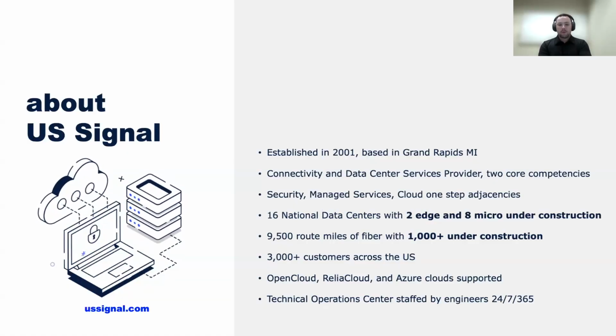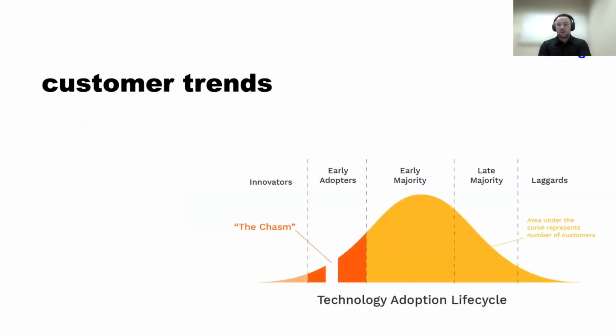And in terms of our cloud platforms that we support, Open Cloud, which we're obviously here to talk about today, we also have a Nutanix-based product called ReliaCloud. And then we also do have a Microsoft Azure CSP and MSP offering. And our technical operations center is based in the United States, staffed by engineers 24/7. Our customers love that because it gives them the ability to call in and get somebody who can really help.